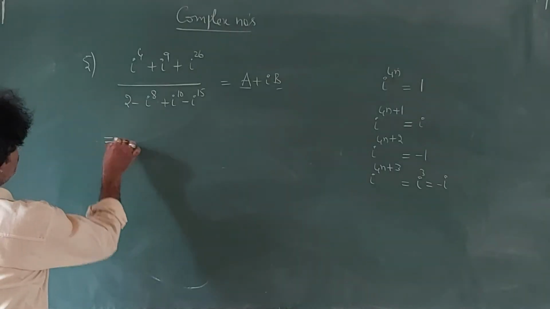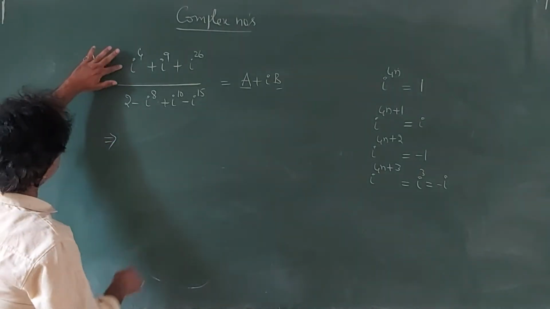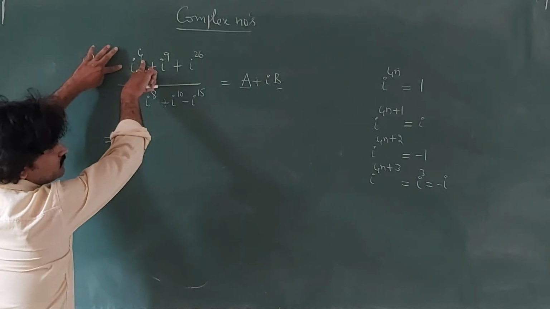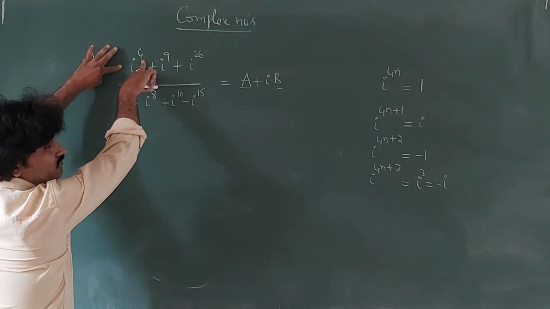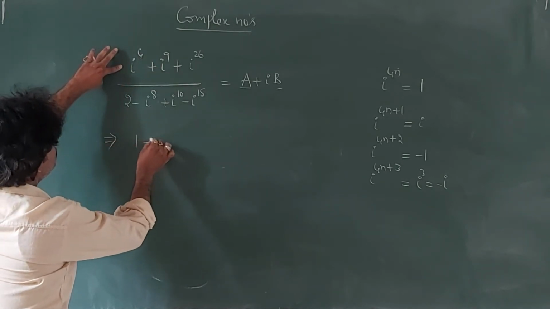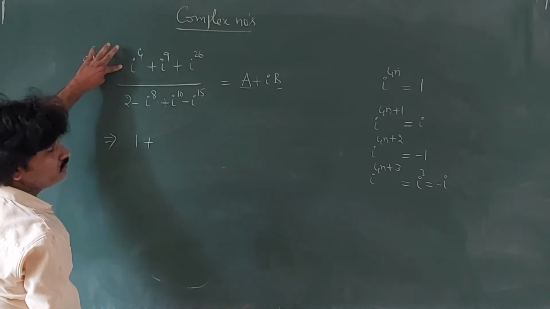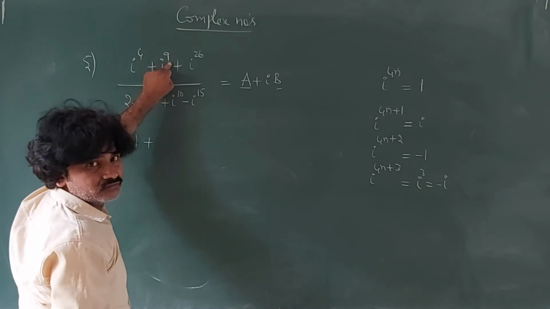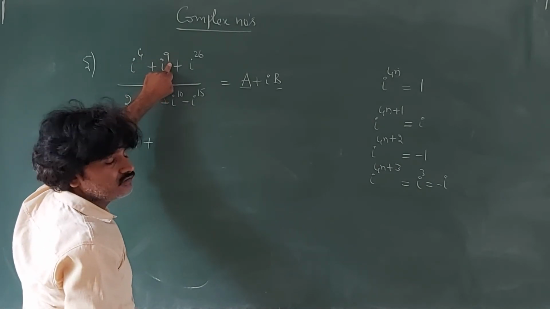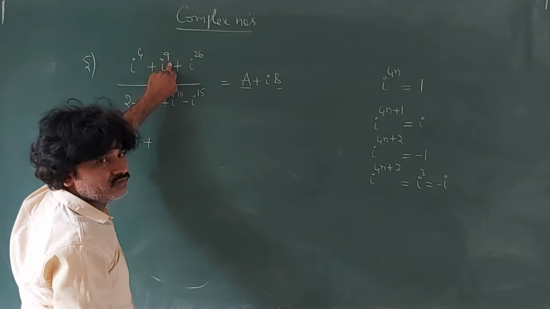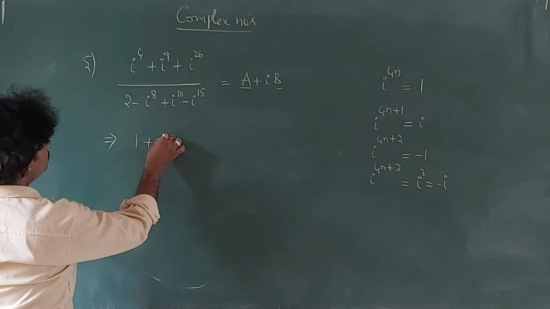Then see here, I am writing again. i power 4 means divided with 4. Remainder is how much? 0 now. Hence it is 1. i power 9: now divided with 4. If you divide with 4, 4 cancels 2 times. How much remainder? 1 only, write that down.